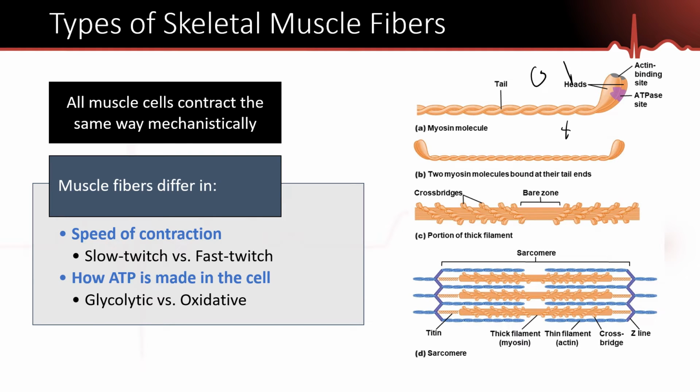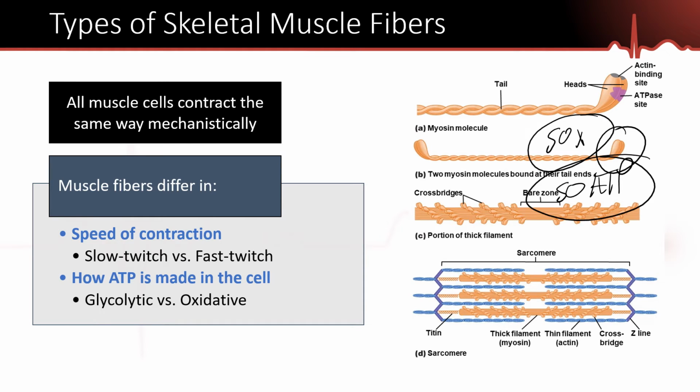Now compare that to slow twitch fibers. Inside of the slow twitch fibers, we know that the myosin heads, in my example, can cycle 50 times over the course of a second. What does that mean for the amount of ATP that the myosin heads within the slow twitch muscle fiber will consume over the course of a second? Each myosin head has the theoretical ability to consume then 50 ATP over the course of a second.